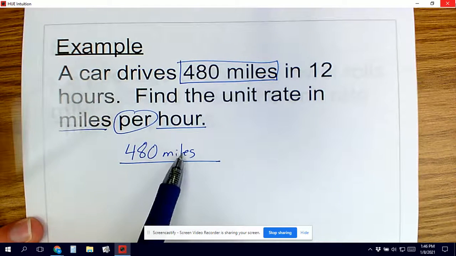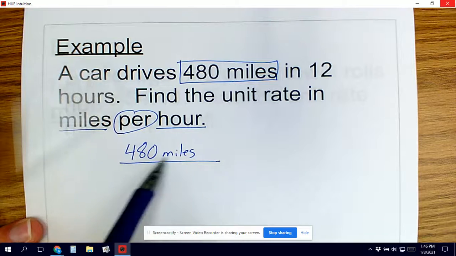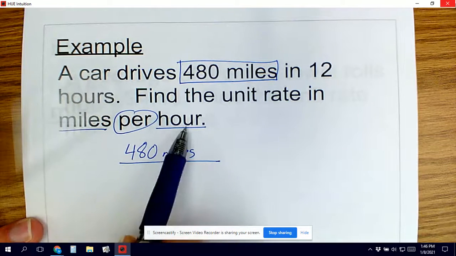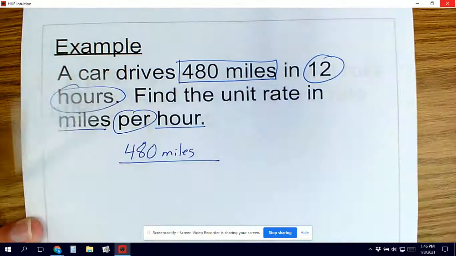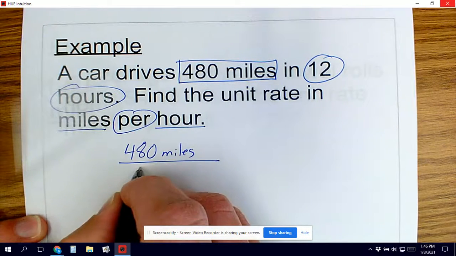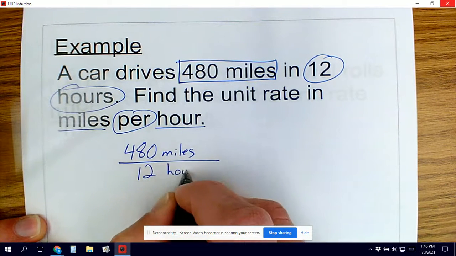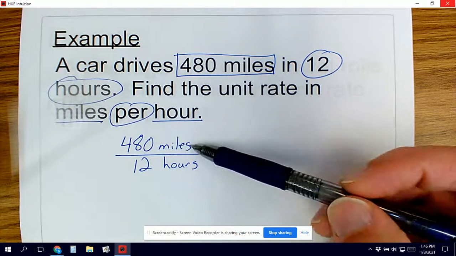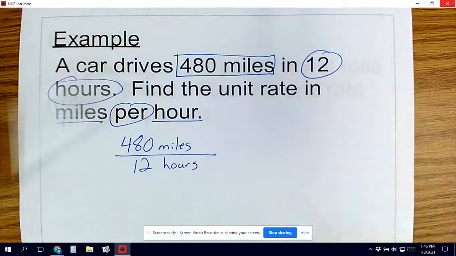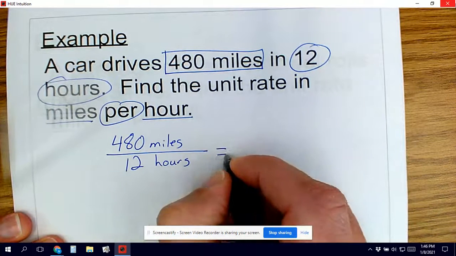So 480 miles, we're looking per, that's essentially my line or my ratio mark, and then hour. How many hours did they travel? Here we have 12 hours. So the bottom of my rate or ratio will be 12 hours. So the rate of this car is 480 miles to 12 hours. Our goal is to make a unit rate.